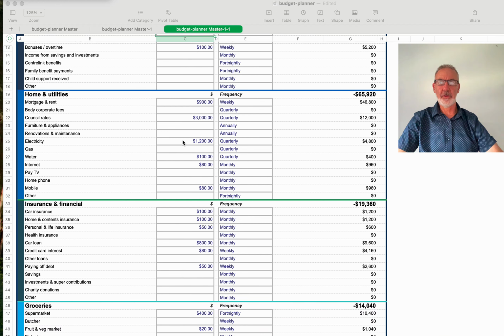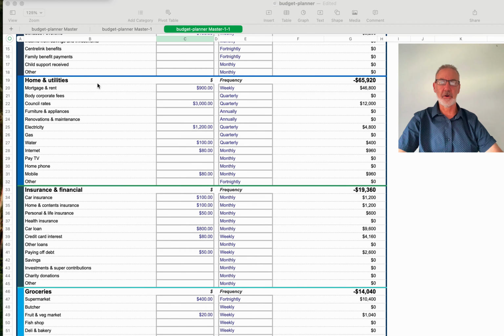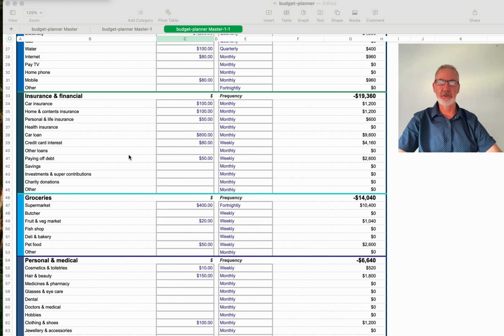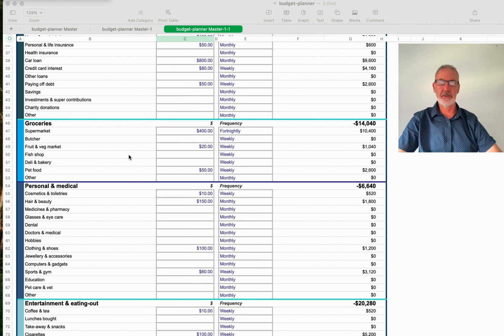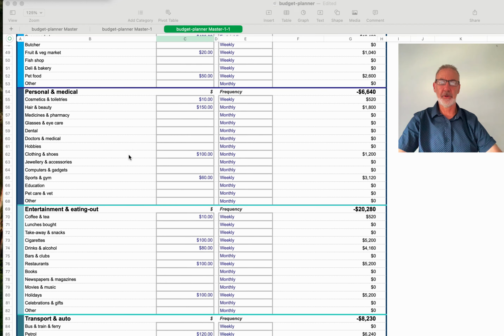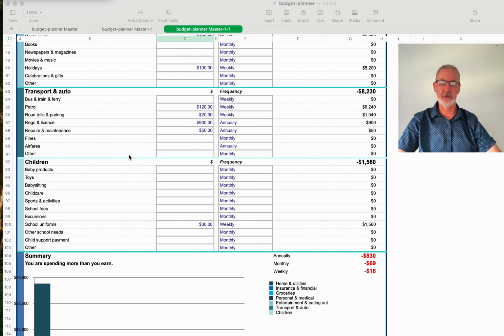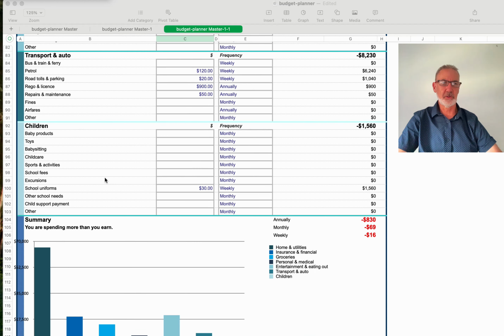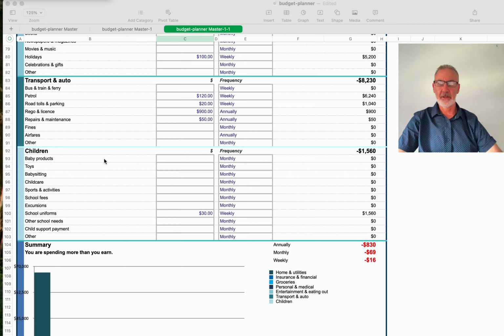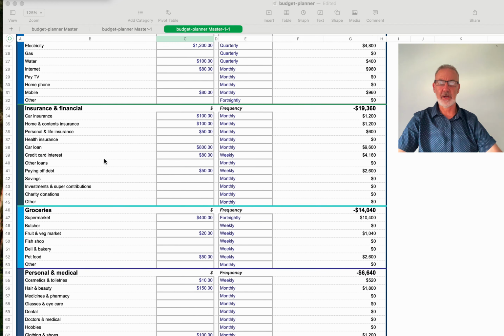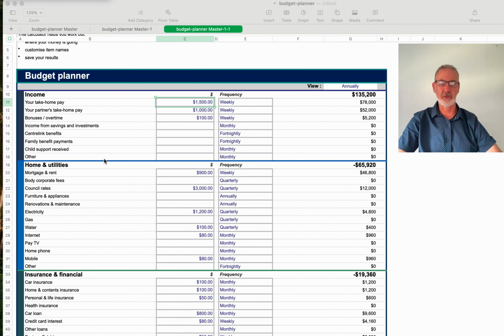If we move further down, you'll see that we've got home and utilities. All your expenses are broken down into different categories: insurance, groceries, personal and medical, entertainment and eating out, transport and auto, and children. Obviously, if you don't have children, then that's irrelevant. But you just alter it to suit your needs, or fill in what suits your needs.